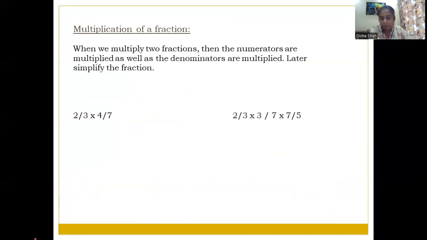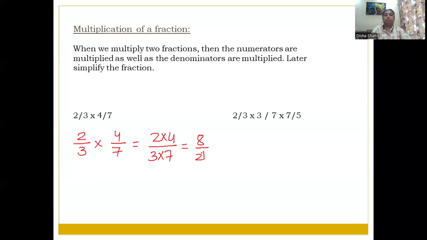Next, multiplication of a fraction. So when we multiply two fractions, the numerators are multiplied as well as the denominators are multiplied. Let us simplify the fraction. मतलब अगर हम मल्टीप्लिकेशन करते हैं तो उसमें डिनोमिनेटर इक्वल करने का जरूरत नहीं है. So here we can multiply the denominator. So we can write like this: 2 into 4 upon 3 into 7. So it is 8 by 21. ठीक है.